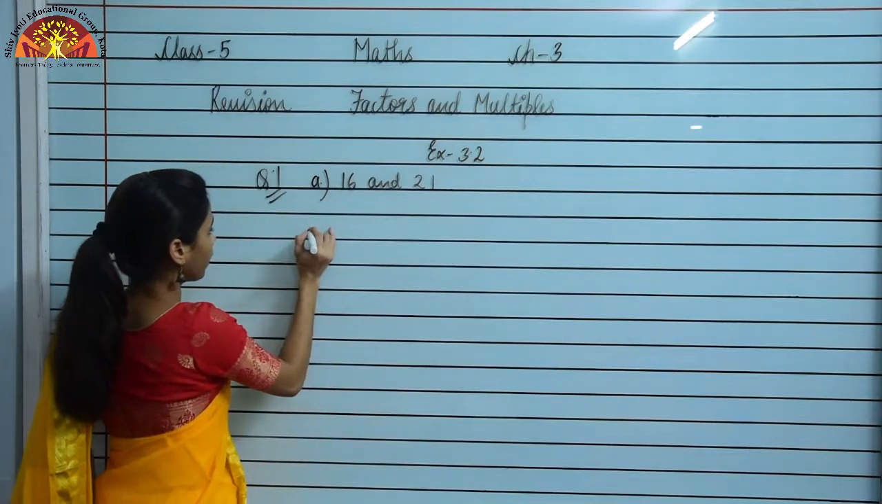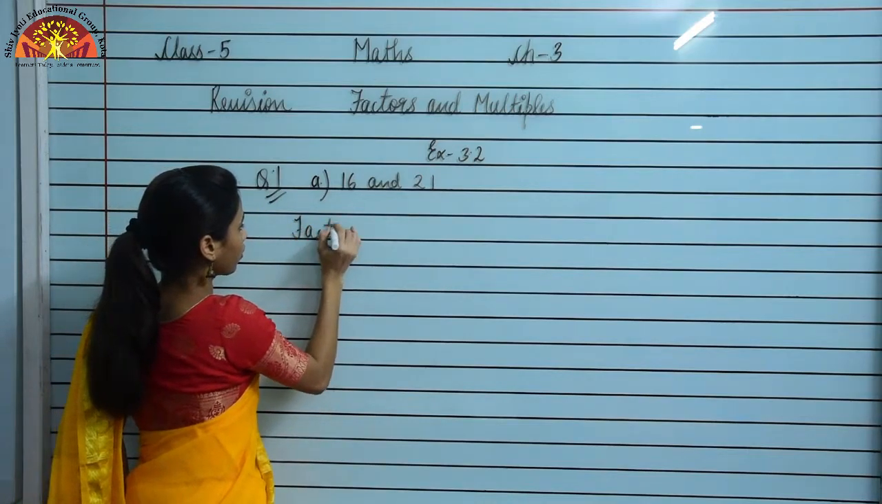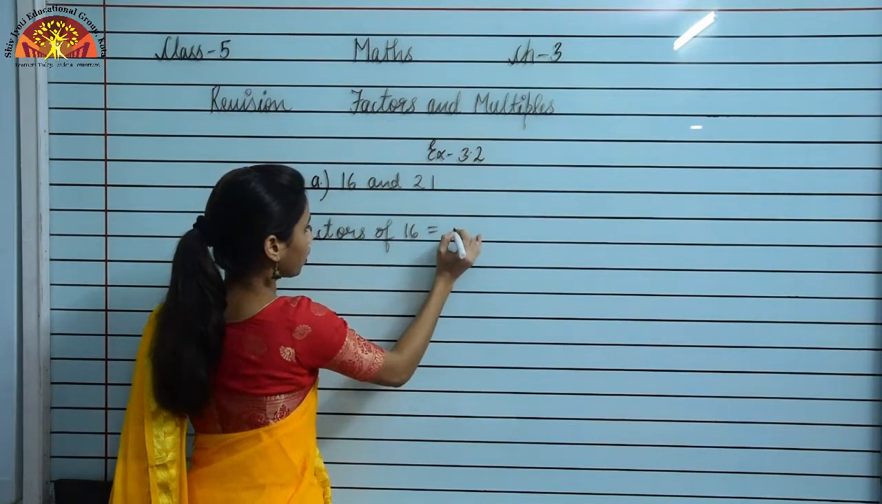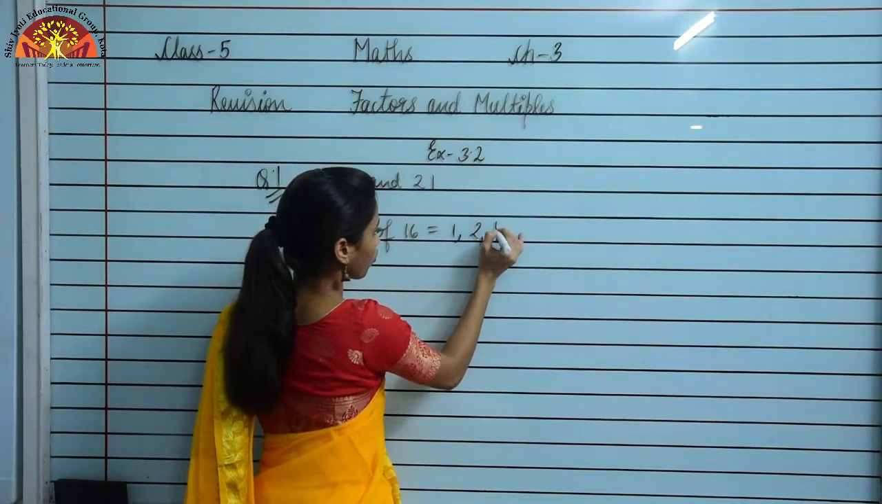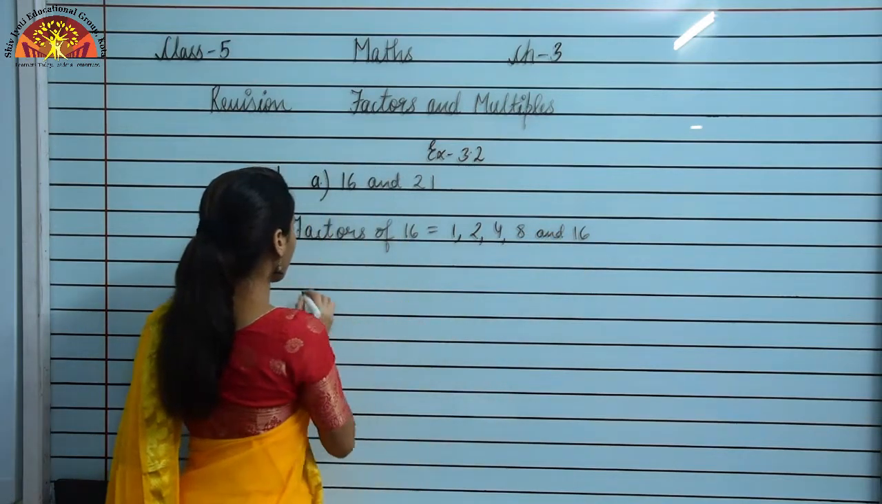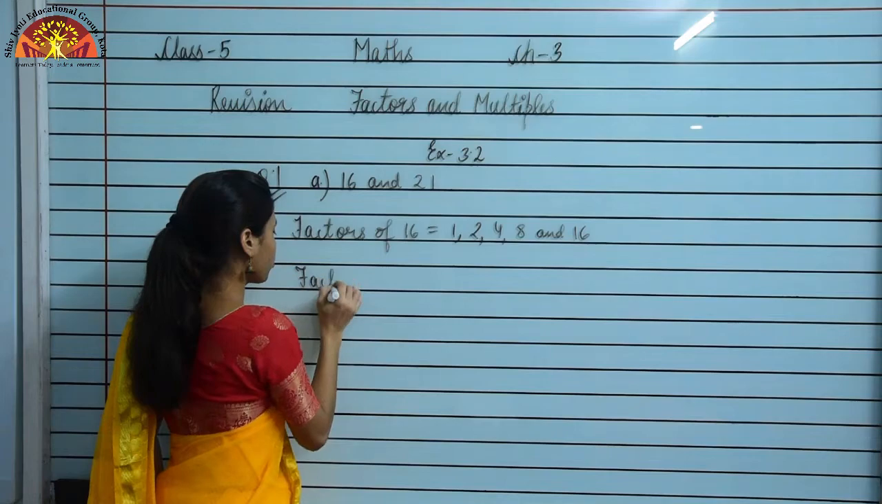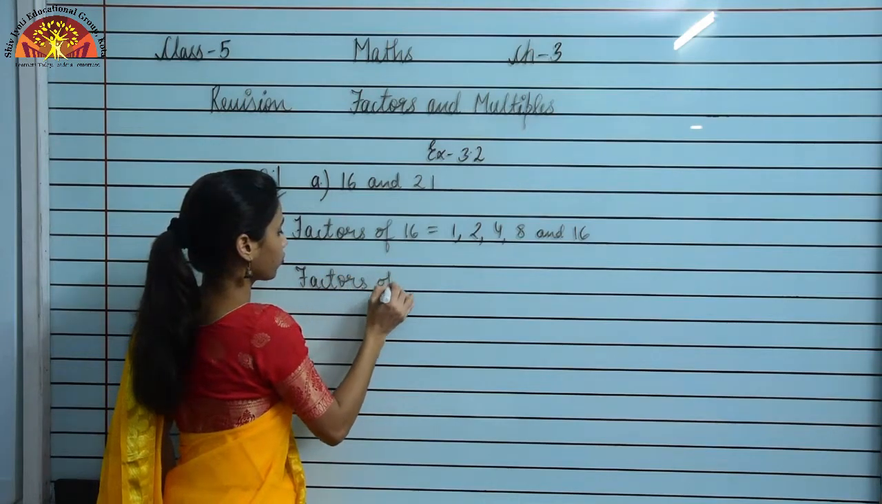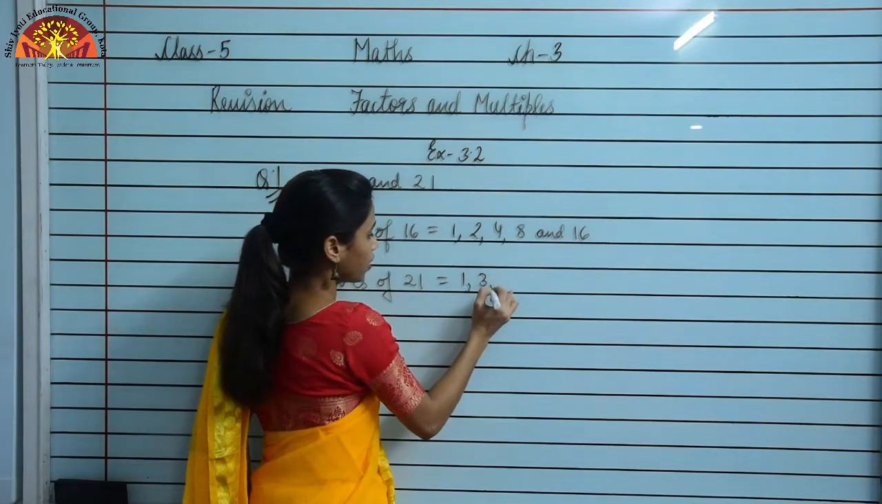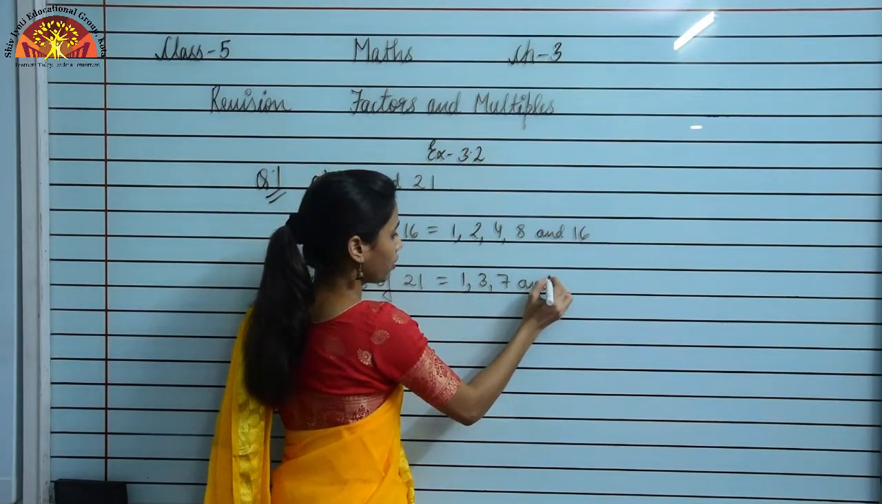First of all I will find out the factors of 16. Okay. Now what are the factors of 16? 1, 2, 4, 8 and 16. Now I will find out the factors of 21. What are the factors of 21? 1, 3, 7 and 21.